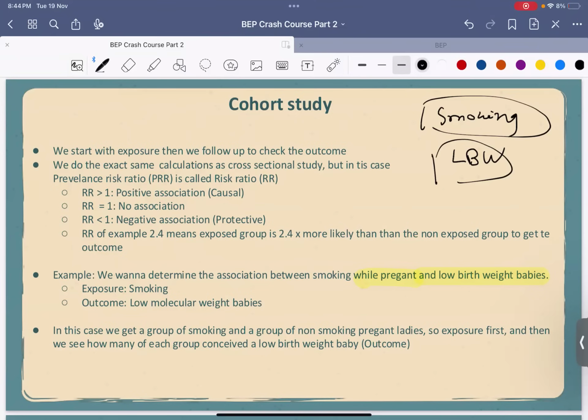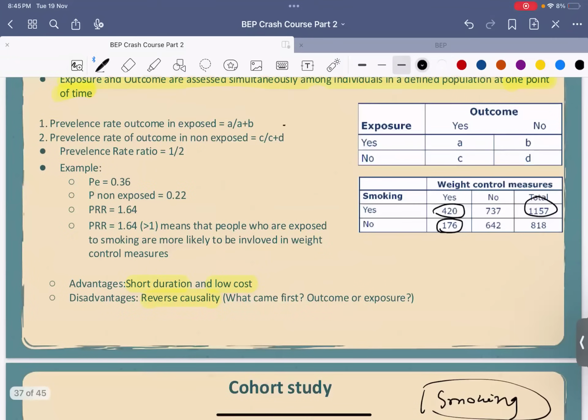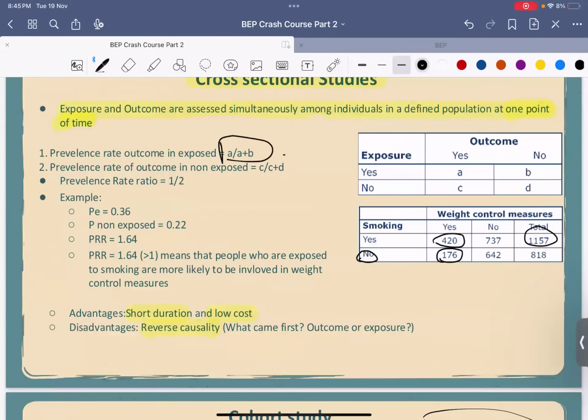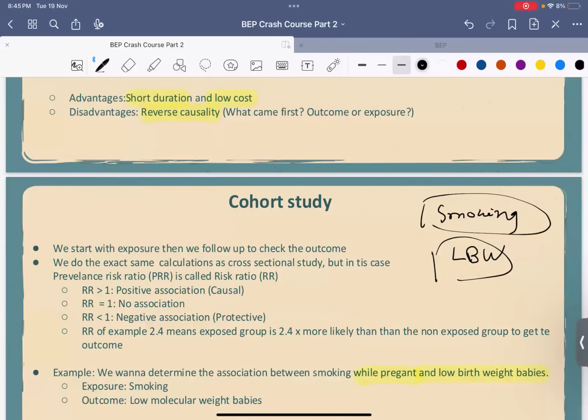We get a group of people, pregnant ladies who smoke, and then we see how many of those got a low birth weight baby. And then we also get a control group, obviously, which are people who don't smoke, and then the calculation is exactly the same as this. But this time it's called relative risk instead of PRR. We call it relative risk.